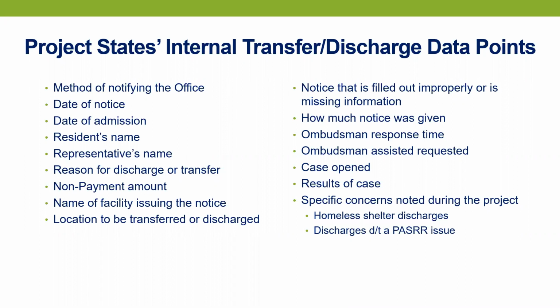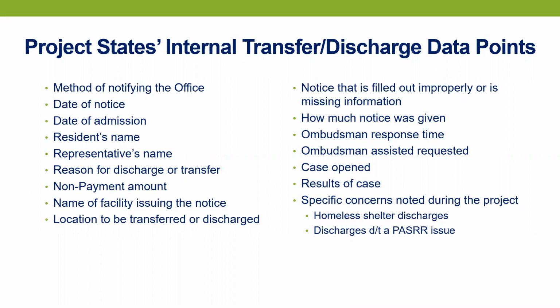Some are gathering the method of notifying the Ombudsman. So how it came in, was it an email, was it a fax? Certainly the date of notice. Some have added the date of admission, recognizing that that was an important data point to start to track. Certainly the resident's name, the representative's name, the reason for transfer. If it was non-payment, what the amount was. Some of you are tracking that. The name of the facility issuing the notice, the location to be transferred or discharged.